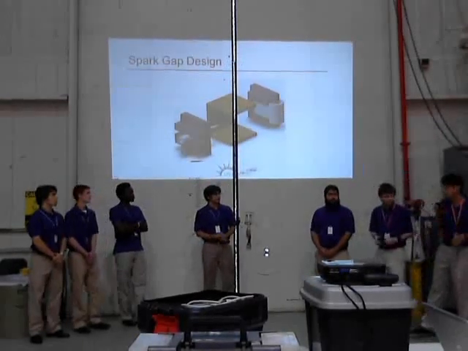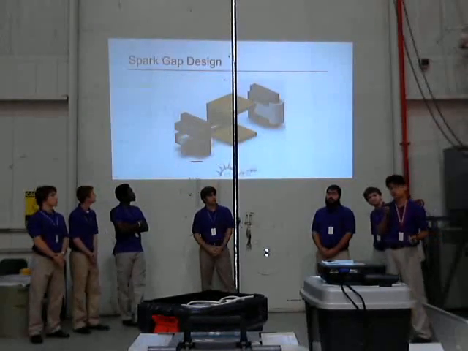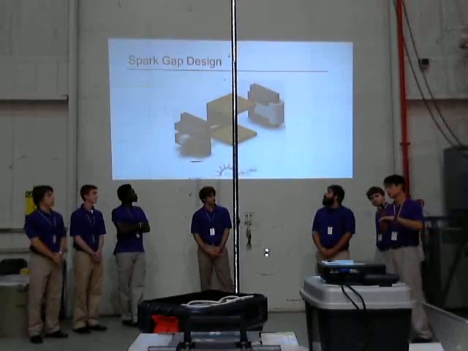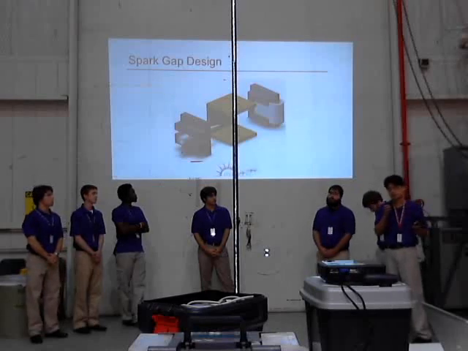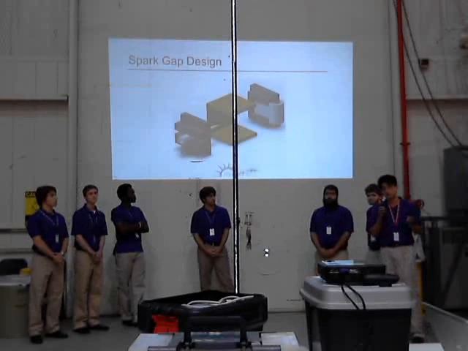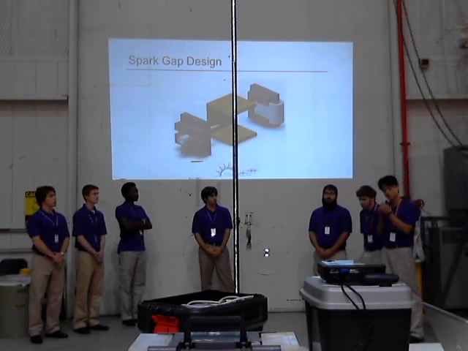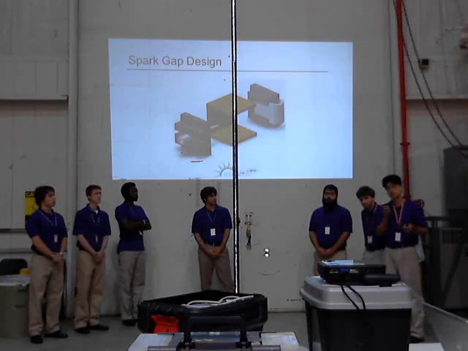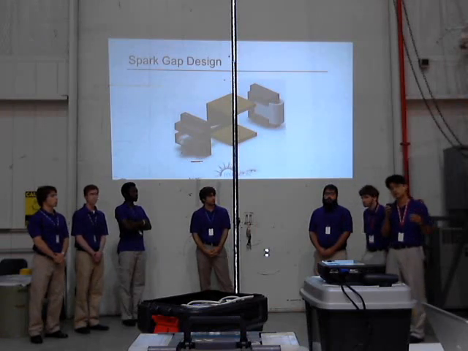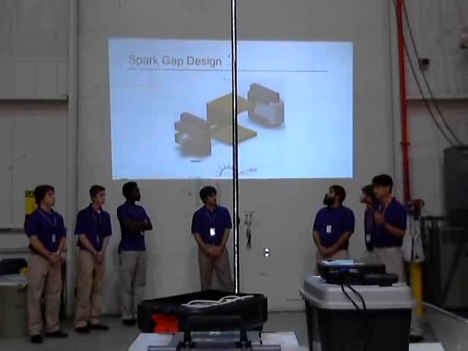So with that in place, we could start working on the spark gap design. We first started off with a pointed plane, and then we wanted to try out a wire cylinder because there was some evidence in past research that a wire cylinder is more consistent at sparking. So we tried that in a test, and we found that the wire cylinder is not as effective, and it takes a lot more voltage to actually get a spark. So we reverted back to the pointed plane.